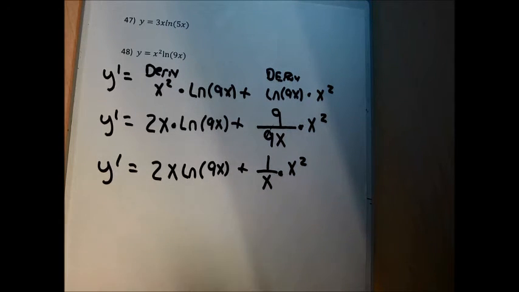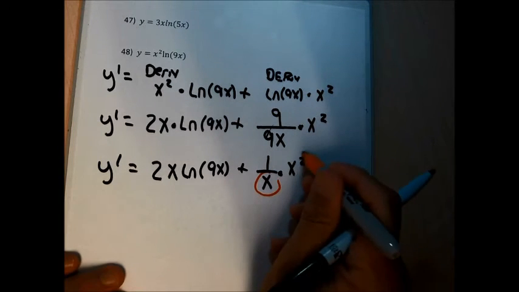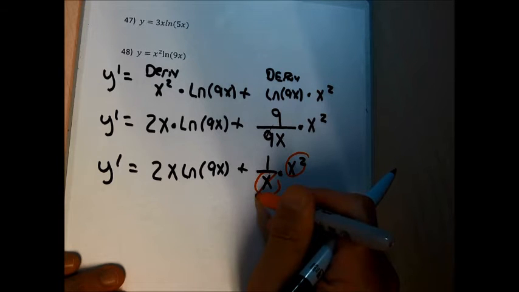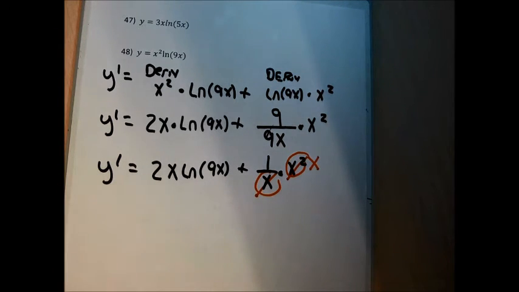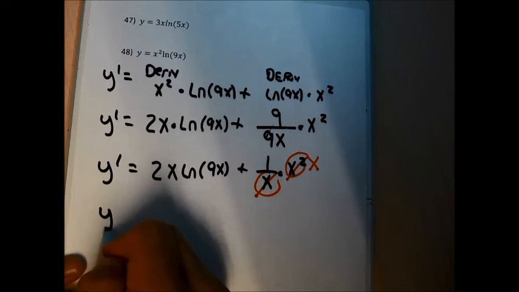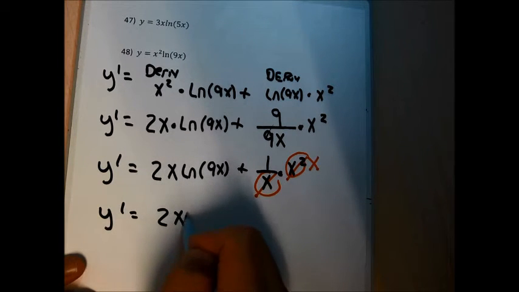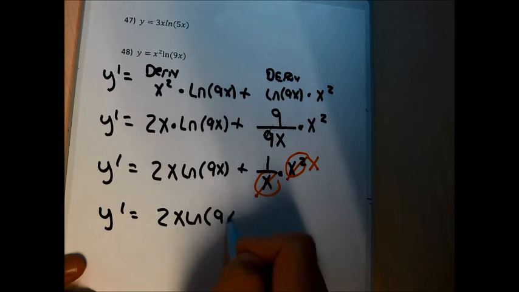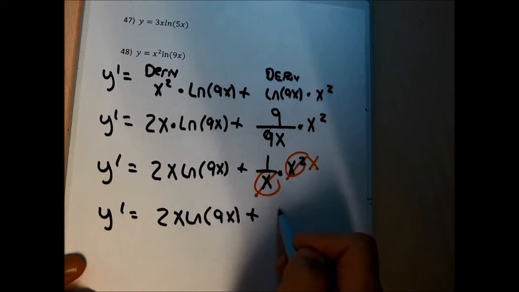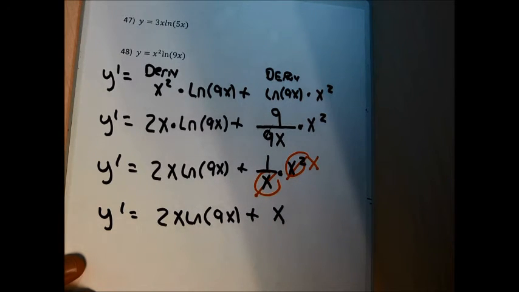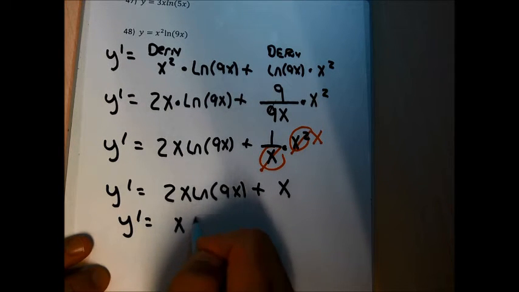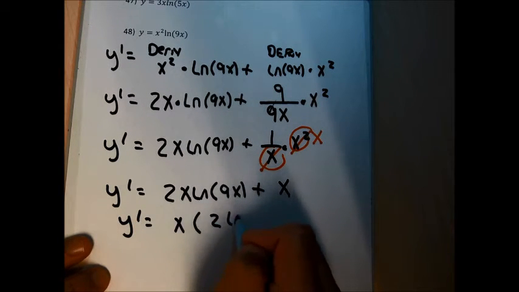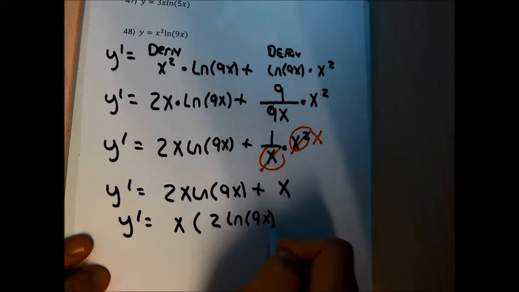And here you could actually cancel out one of the x's. You can cancel out the x from the denominator with one of those two x's, and you'll be left with an x. So after I cancel, I have y prime equals 2x natural log of 9x plus 1 times x, which is just x. And now I'm going to factor out an x. So the best answer, y prime, is going to be x times 2 times the natural log of 9x plus 1.